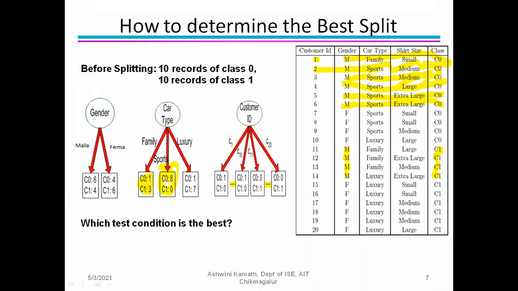So it is purer, a purer degree of classification. It is very pure. That is, if the car type is sport, I can directly say that the classification is C0. Again, for family, you can notice we have 1 C0 value and 3 C1 values, so I can consider the maximum value, that is C1. Then for luxury, we have 1 C0 value and 7 C1 values, so I can consider luxury as C1. So these two, family and luxury car type, have a low degree of impurity. Okay.